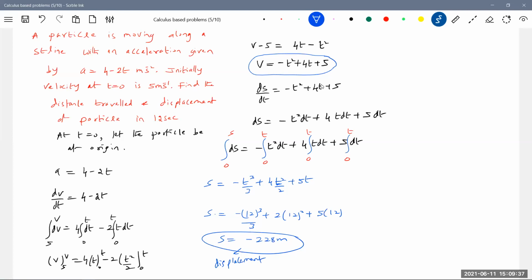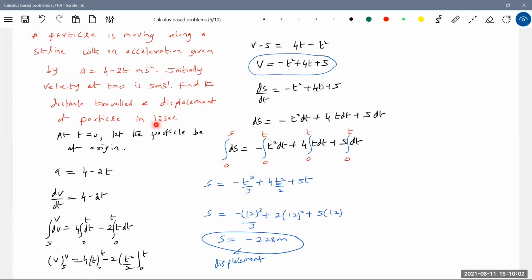Velocity positive means moving along the positive x-axis. Velocity negative means the body is moving along the negative axis. The velocity is going to tell us in what direction it is moving. So at any instant of time, will it change its direction? Certain values of time between 0 to 12 seconds, v is positive. Put t equal to 0: what is the velocity of the particle? 5. Put t equal to 1, 2, 3, and put t equal to 12.